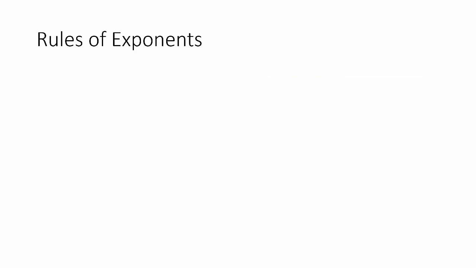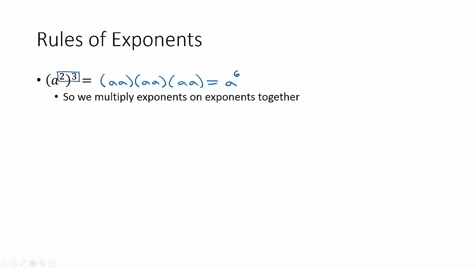But before we get to really manipulating these exponents, I want to review some rules of exponents. Remember, if we have a squared cubed, that means a squared is we've got 2 a's, and cubed means it happens 3 times, which means there's a total of 6 a's being multiplied together. When we have an exponent raised to an exponent, we will multiply those exponents together. And in this lesson, we're going to do a lot of distributing as we multiply those exponents together.